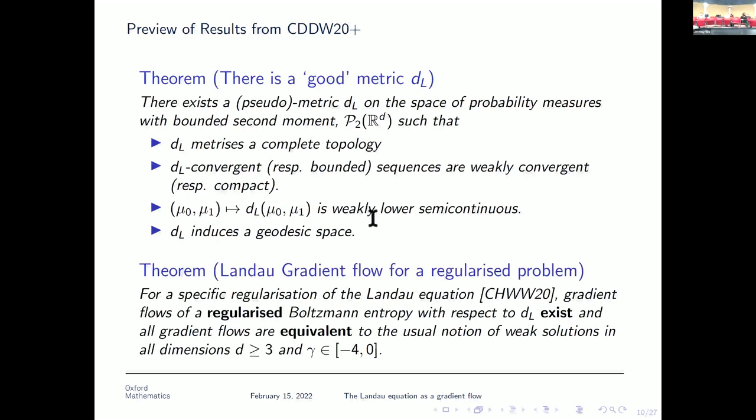Now in connection to the Landau equation, I want to think about how gradient flows with respect to this metric correspond to weak solutions of the Landau equation. If we consider a regularized Landau equation, which I will discuss in more detail later, gradient flow solutions with respect to the Landau metric exist, and they are equivalent to weak solutions of this regularized problem for gamma in the range of -4 to 0, so including the Coulomb case. Again, that was somewhat vague, but I will discuss the exact regularization a bit later.